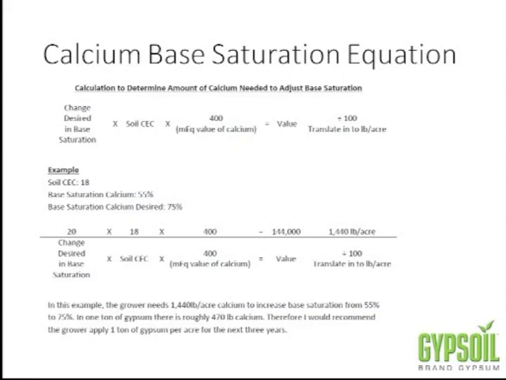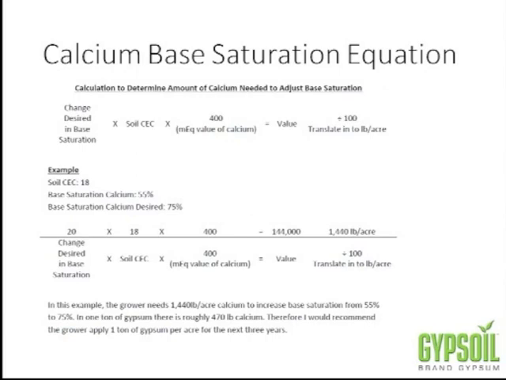One simple math equation that I use a lot of times to give a grower a starting point is I'll look at my soil CEC, because again, we go back to that parking lot. A higher number means I'm going to have to take a lot more. So let's say I have a base saturation of 55 and I want to get to 75, so I've decided I want a 20% change. I've got a CEC of 18.